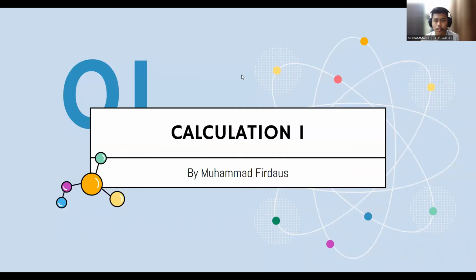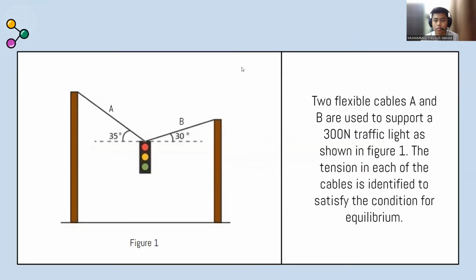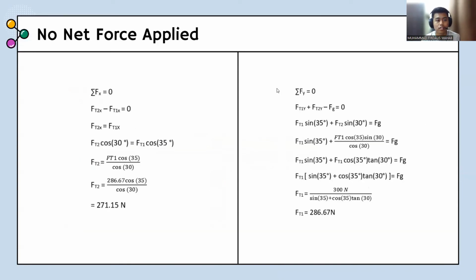Alright, so for calculation 1, we chose the diagram about two flexible cables, named A and B, that are used to support a 300 Newton traffic light as shown in figure 1. The tension in each of the cables is identified to satisfy the condition of equilibrium. Next, the condition is that the net force is zero.